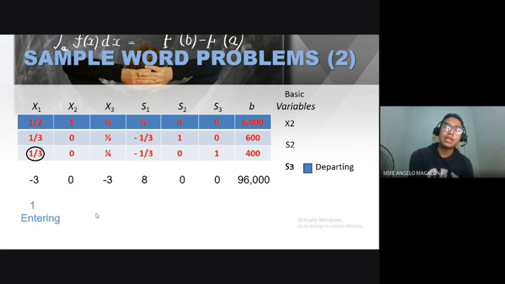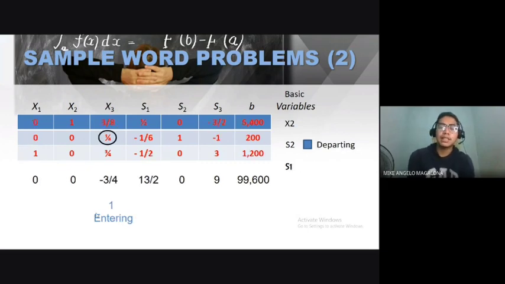For s sub 1, 1 half, negative 1/3, and negative 1/3. In s sub 2, we obtain 0, 1, 0, s sub 3, 0, 0, 1, and for b, we have 6,600, 400, and its total is 96,000.